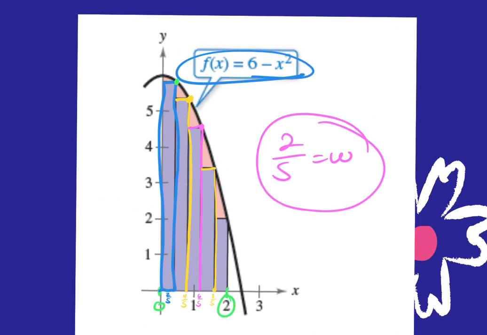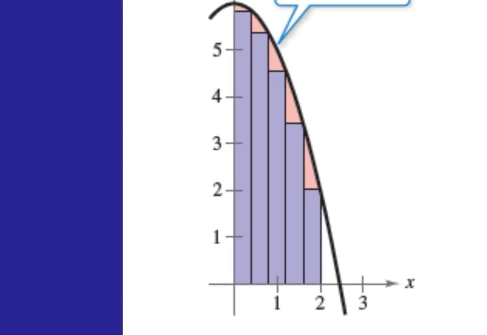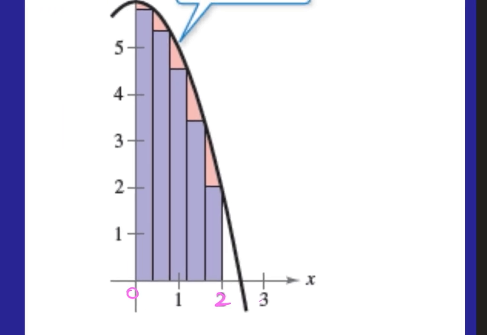All right, so let's walk through it. It's the same picture, so we kind of already started it. But the directions say use the 5 rectangles to approximate the area of the region bounded by the graph of the function, the x-axis, and the lines x equals 0 and x equals 2. So that's where I know I'm starting and stopping. So it would be the same: 2 divided by 5 is going to be my width.